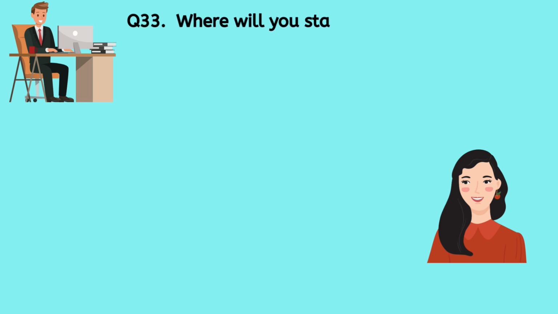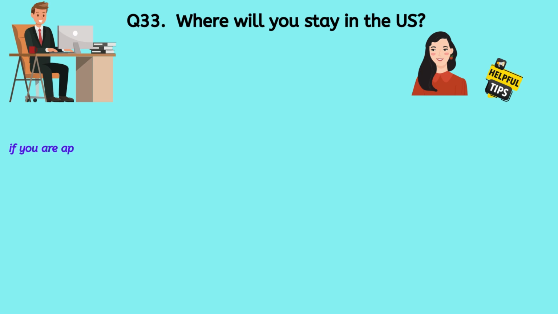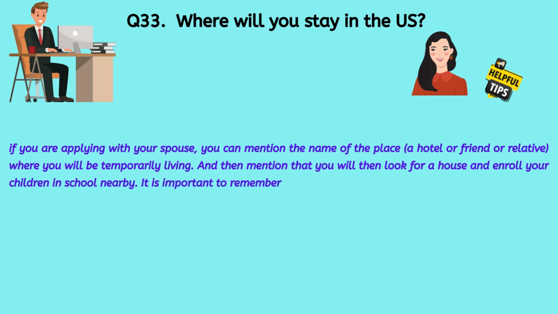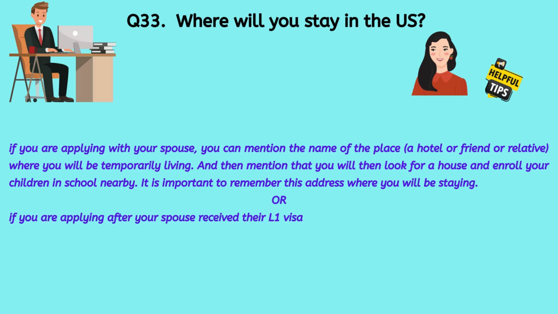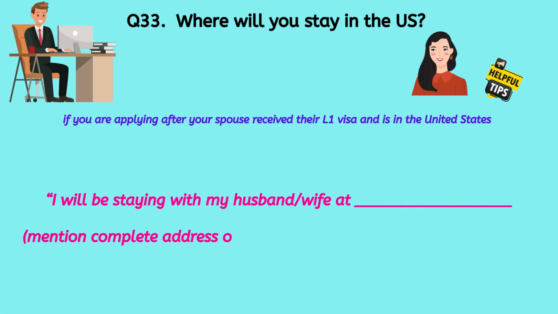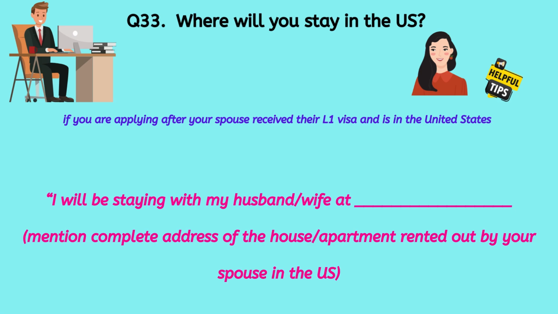They might ask you, where will you stay in the United States? Now, if you're applying with your spouse, you can mention the name of the place, for example, a hotel or a friend or a relative where you will temporarily put up, and then mention that you will look for a house so that you can enroll your children in school nearby. Now, it is important to remember the address where you will be staying. However, if you're applying after your spouse has received their L1 visa and they are already in the United States, then you can say that you will be staying with your spouse at the same location where he is and mention the address clearly. Alright?